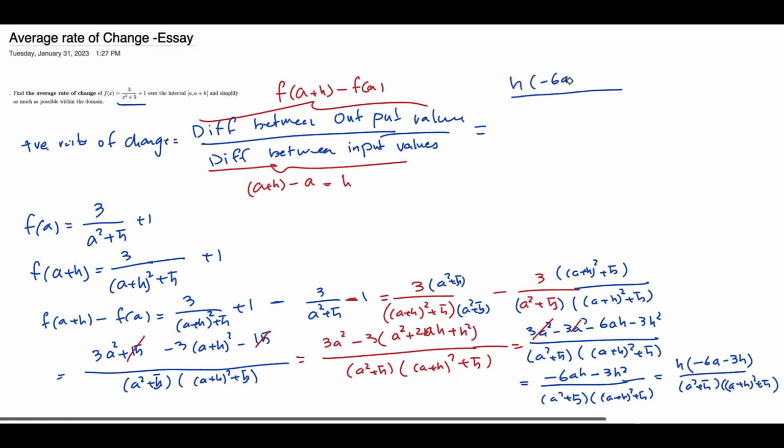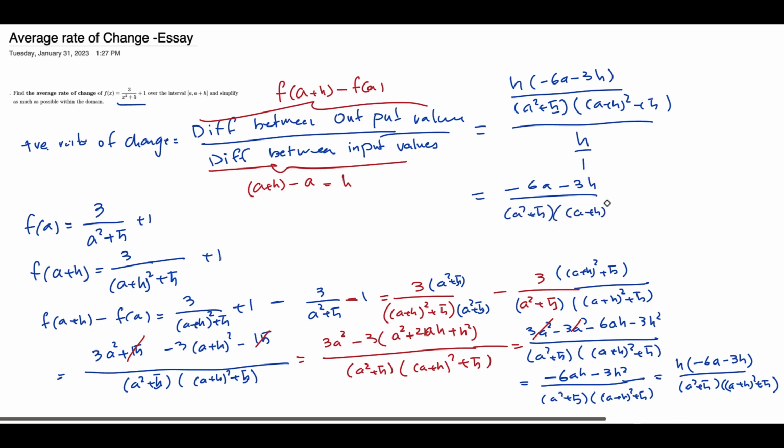I'm going to end up with h times (negative 6a minus 3h) divided by (a squared plus 5) times ((a plus h) to the power 2 plus 5), all divided by h. This h and that h, one in the numerator of the numerator and one in the denominator, simplify out, and you end up with minus 6a minus 3h over (a squared plus 5) times ((a plus h) to the power 2 plus 5). That's your final answer.